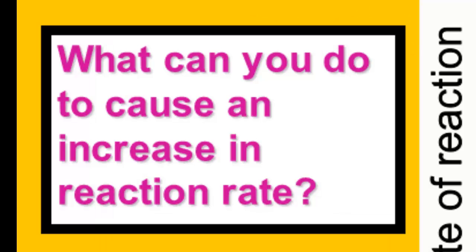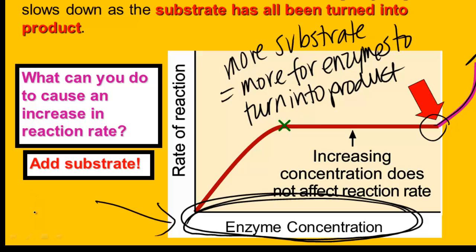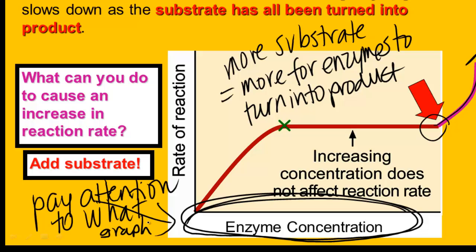So what can you do to increase the reaction rate in this case? You've already got tons of enzymes, so how can you make the reaction rate increase? Add some more substrate. If you add more substrate, now the enzyme has something to work on to turn into products again. So always pay attention to what the bottom of the graph is saying, because your answer will be different if it's the concentration of the enzyme versus the concentration of the substrate.